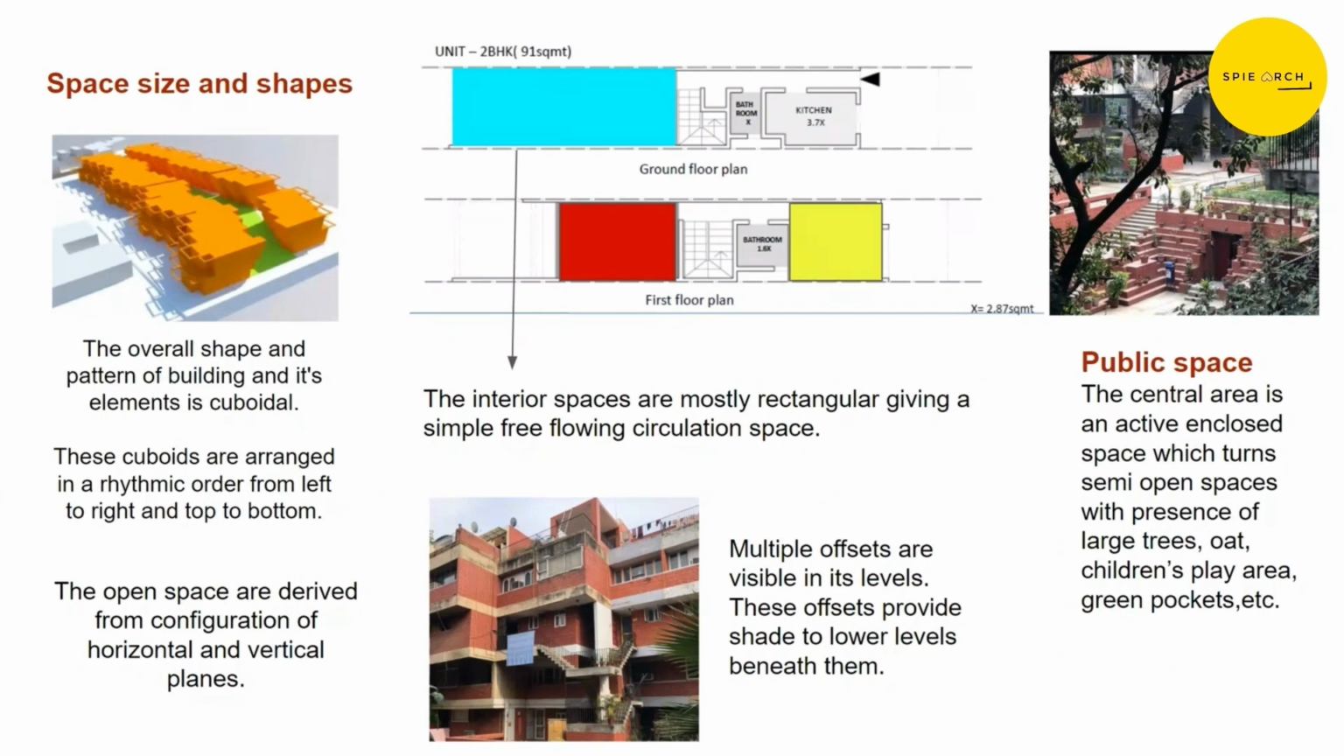The overall shape and pattern of the building and its interior spaces are almost rectangular and cuboidal. The open spaces are derived from the configuration of horizontal and vertical planes. Also, these cuboids are arranged in a rhythmic order from left to right and top to bottom. The multiple offsets given in the levels provide shade to the lower levels beneath them. Next.